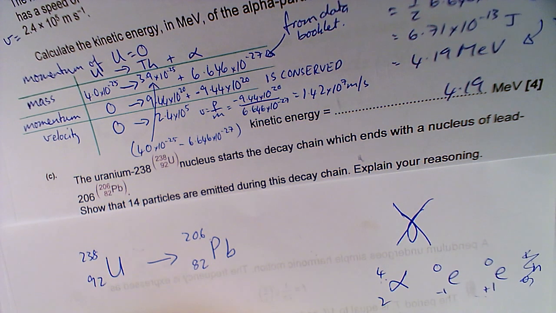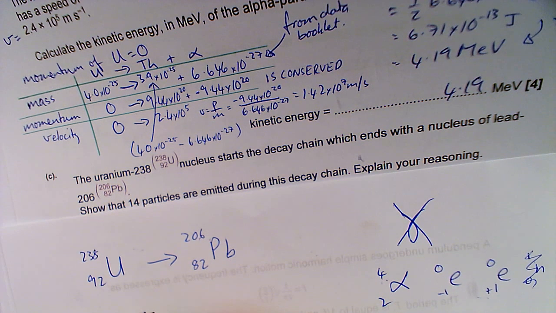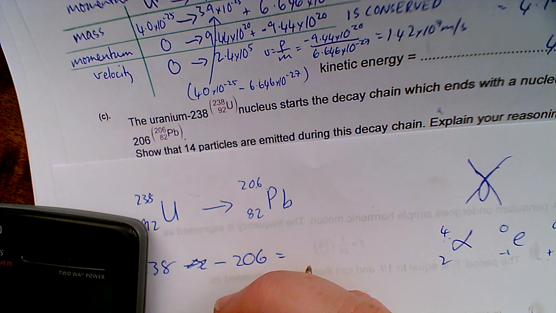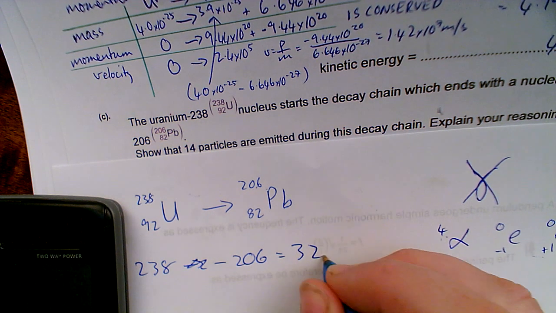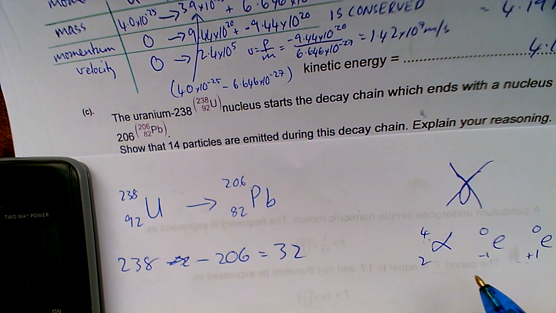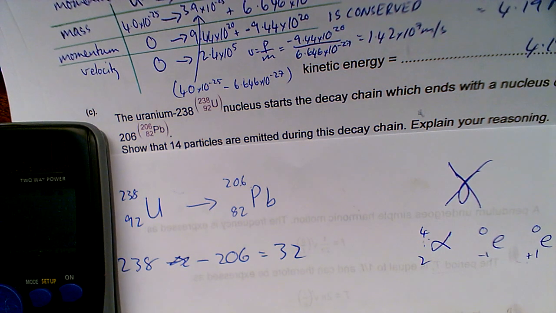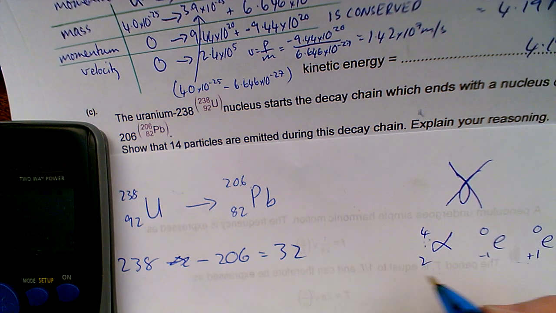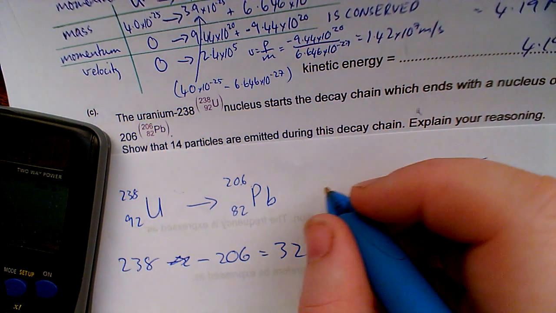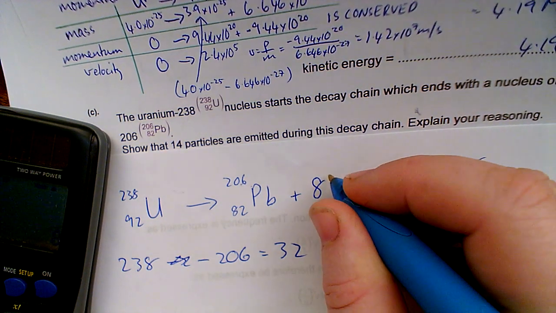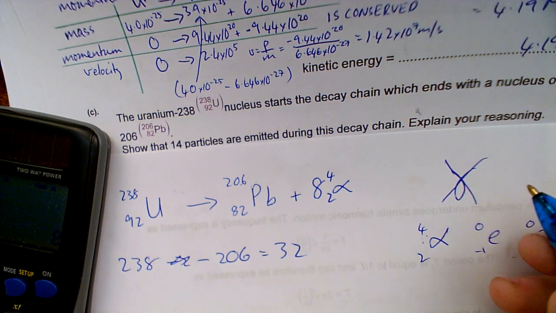So 238 minus 206 is how many? Well, you can do this in your head, or let's just be safe and do it on the calculator. So it's 32. If there's 32 nucleons lost, how many alpha particles? Well, we just divide it by 4, and we should get 8. So that means that there's 8 alpha particles, and we can write it like that.